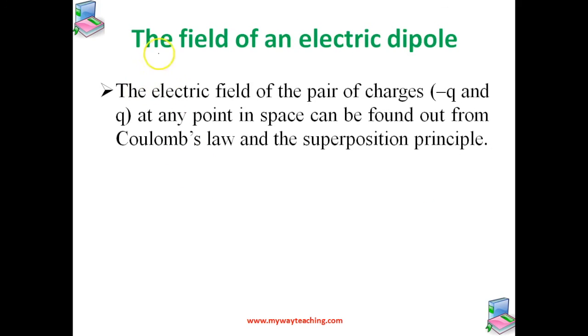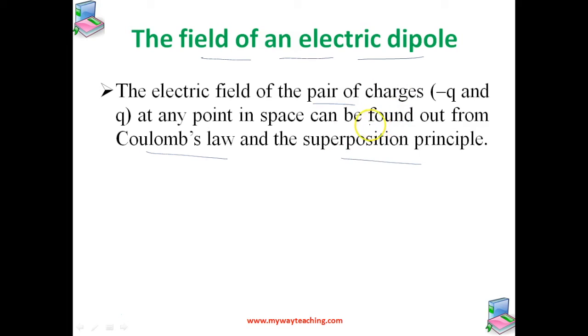So the first case is the field of an electric dipole. What is this field of an electric dipole? See, the electric field of a pair of charges plus q and minus q at any point in space can be found out from Coulomb's law and the superposition principle. So using these two laws, we can find the electric field.